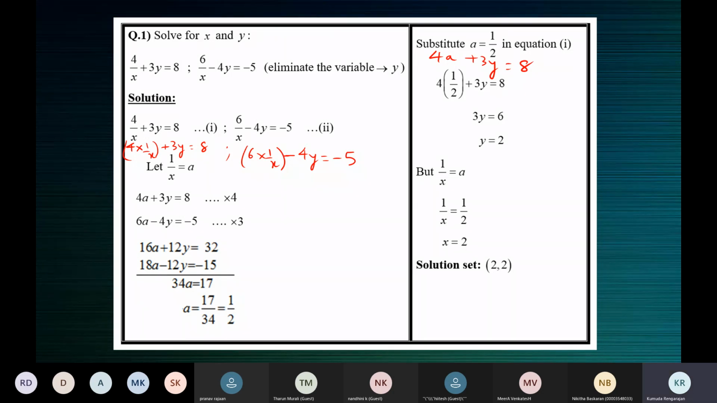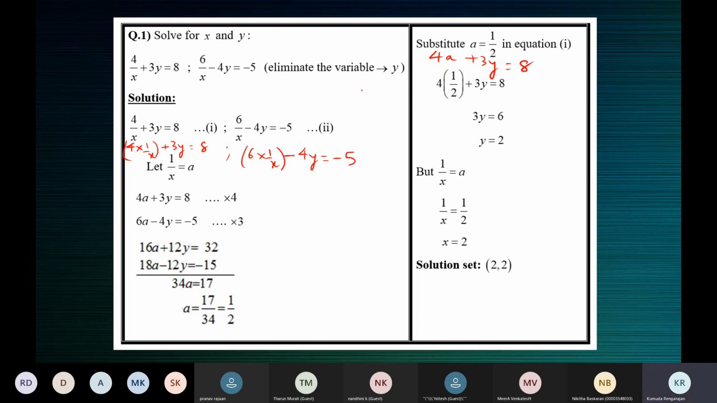Okay, I hope you went through. So this one I told you how to understand this. 4 by x is 4 into 1 by x. 6 by x is 6 into 1 by x. So let 1 by x be a. Please listen. So it's 4a, this is 4a and this is 6a.